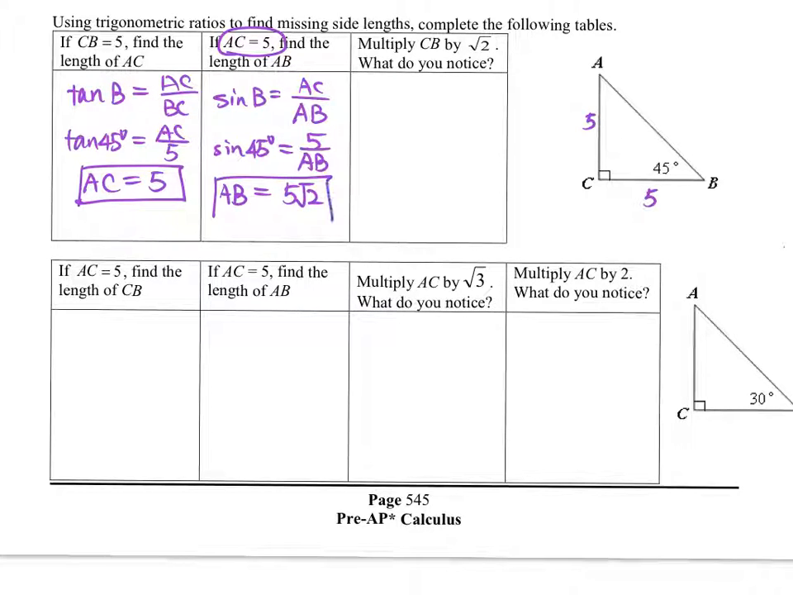That should be your answer there. Okay, because sine 45 equals 2 over 2 square root 2. And if you do your algebra right, that's the answer. Now, it's asking you, if you multiply CB, which is 5, by root 2, you will end up having 5 root 2.